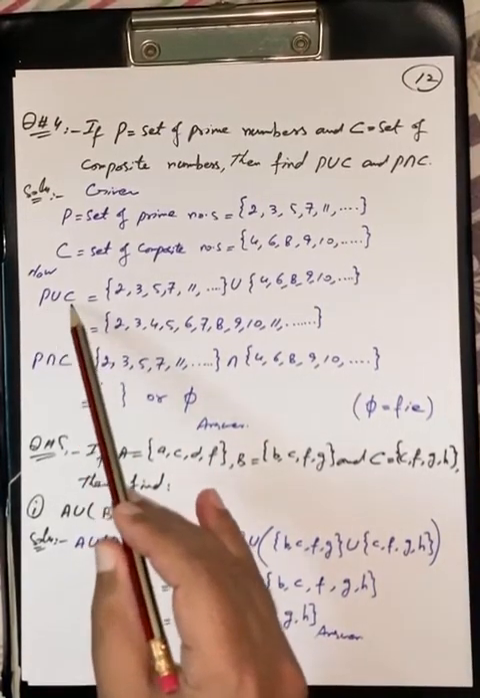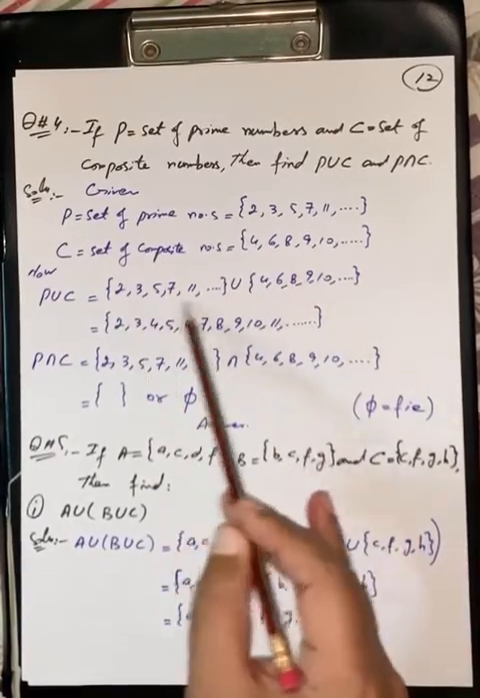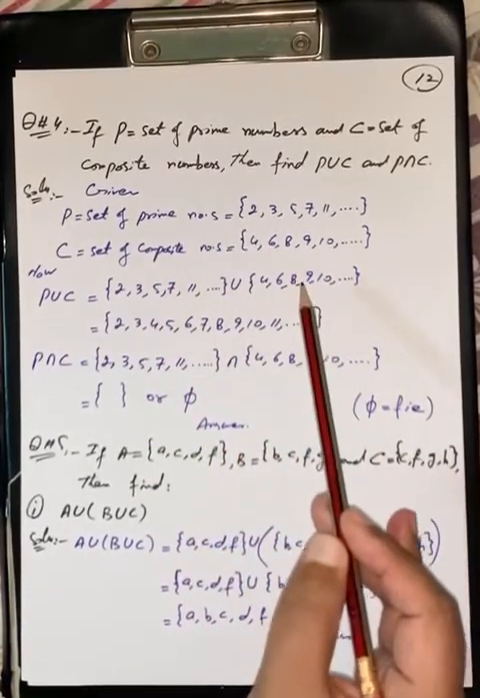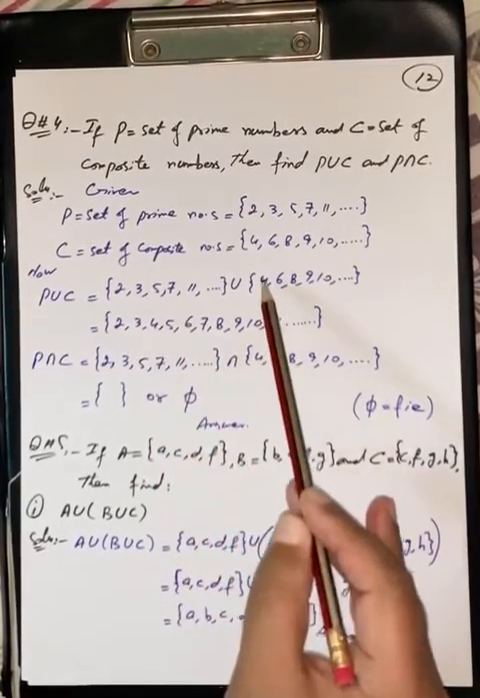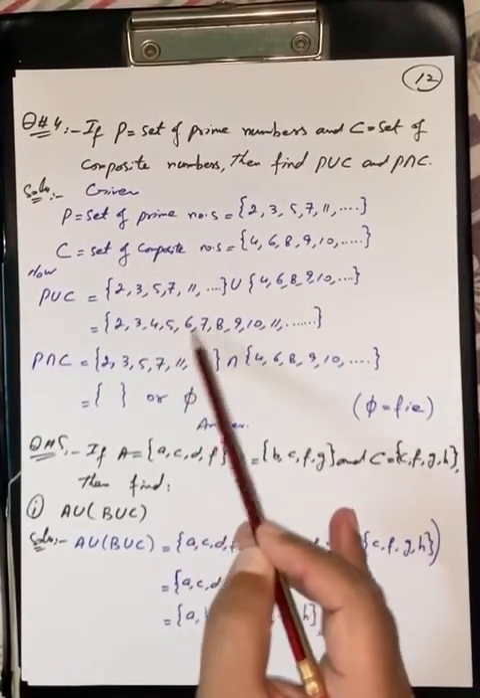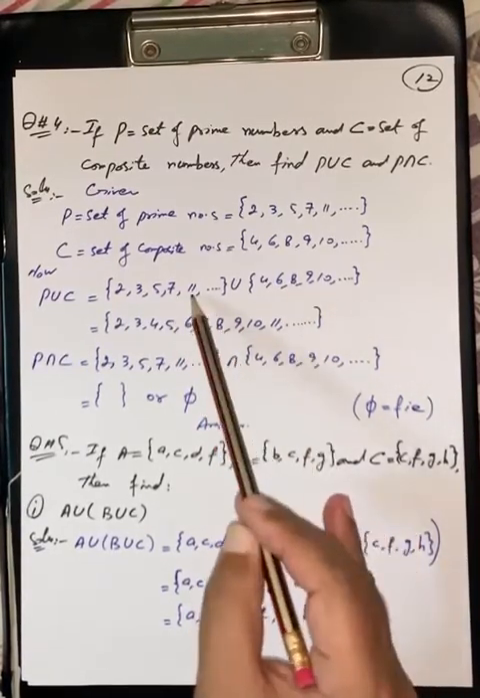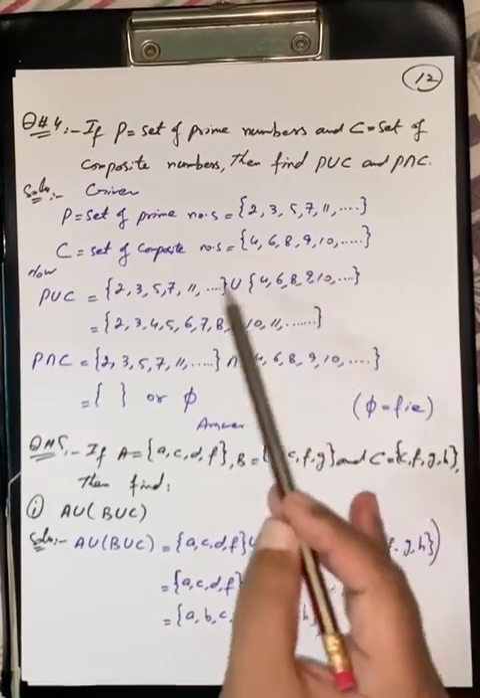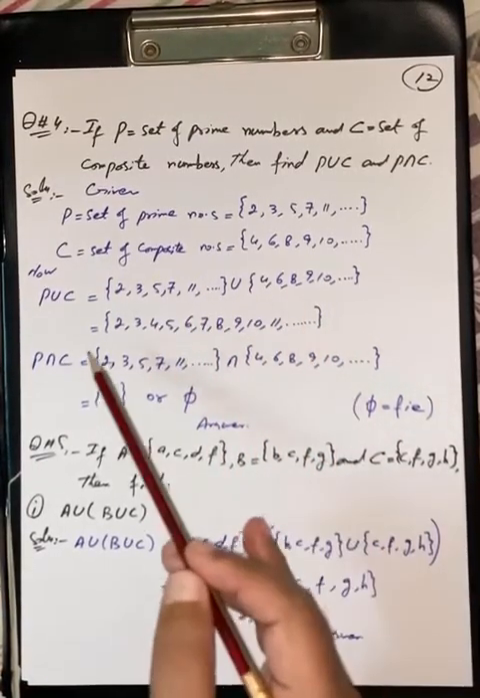First we write P union C: the set P's elements union the set C's elements. So we write all elements but not repeated. So 2, 3, 5, 4 is here, 4, 5, 6 is here, 6, 7, 8 is here, 9, 10, 11 and dot dot dot, and so on. So this is the union of these two sets.